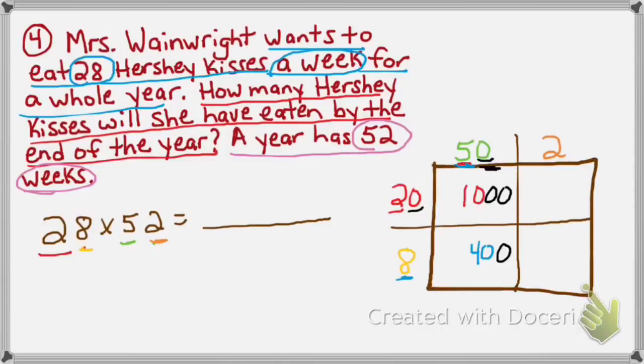Move to the box on the top right-hand side, and in the number 20, there's one place value 0. In the number 2, there are none. So I put my one place value 0, and now I can multiply basic facts. 2 times 2 equals 4.